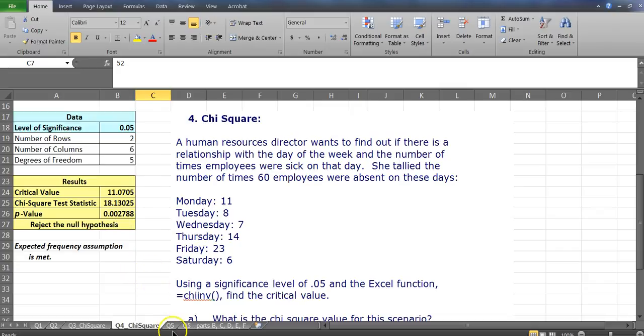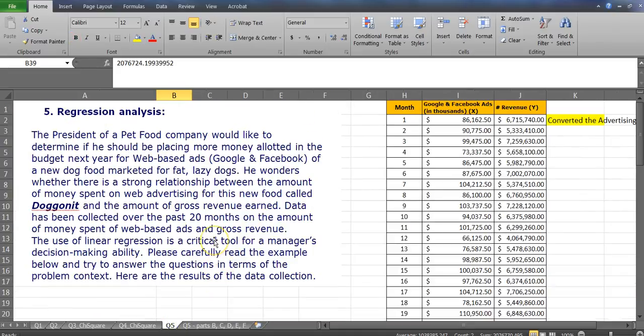And lastly, question number 5. I had to change this one up quite a bit because the original question that was given to us was quite bad. So in this particular example, the president of a pet food company would like to determine if he should be placing more money allotted in the budget next year for web-based ads of a new dog food marketed for fat and lazy dogs. He wonders if there's a strong relationship between the amount of money spent on web advertising for this new food called Doggone It and the amount of gross revenue earned. So they collected data for 20 months.